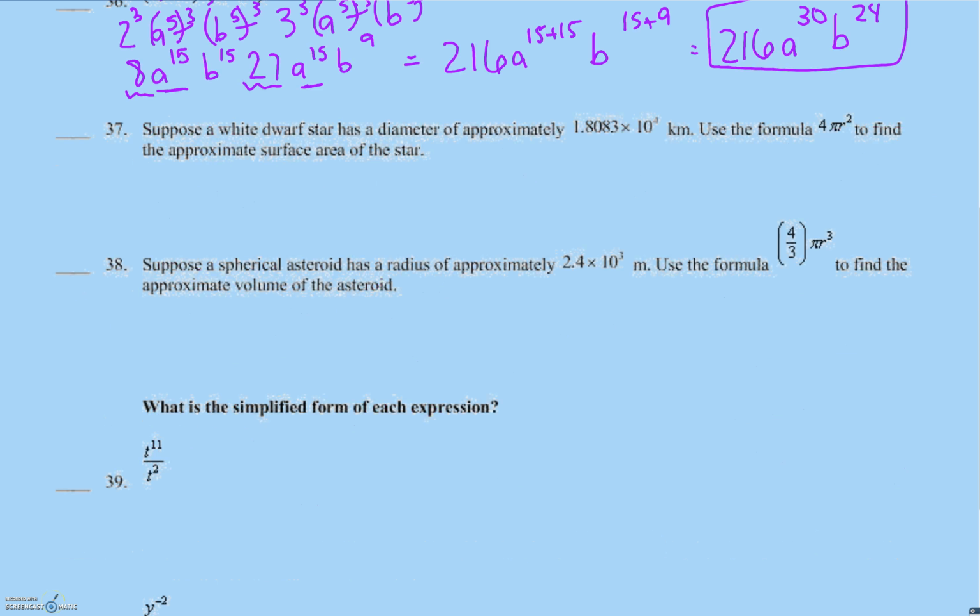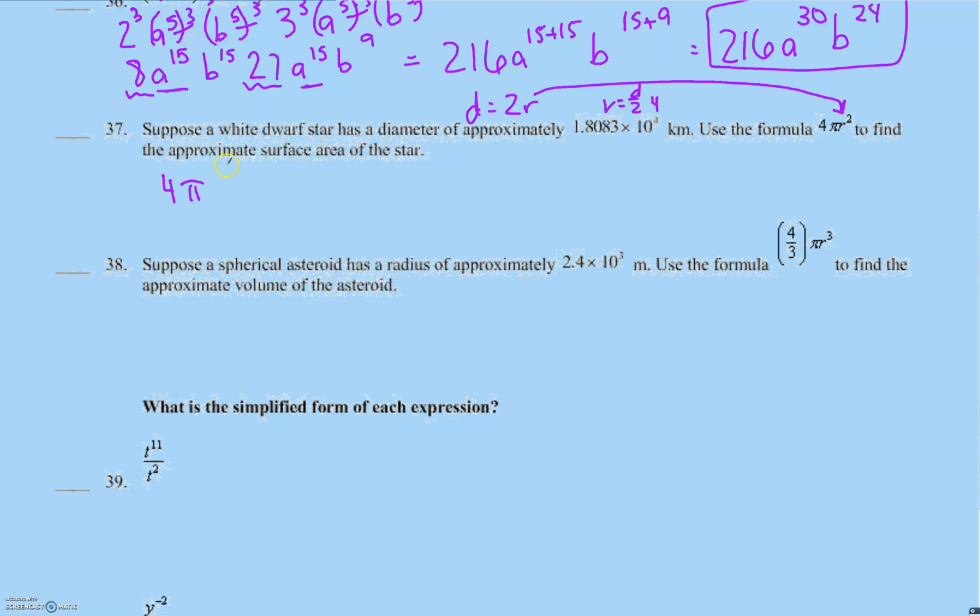37 says, suppose a white dwarf star has a diameter of approximately 1.8083 times 10 to the 4th kilometers. Sorry, that's a 4. Use the formula 4 pi r squared to find the approximate surface area of the star. So one thing here we need to remember is that diameter equals 2r. So if we want to plug in for r, our radius is going to be our diameter divided by 2, or 1/2 of our diameter.